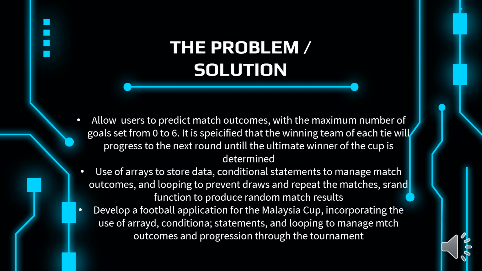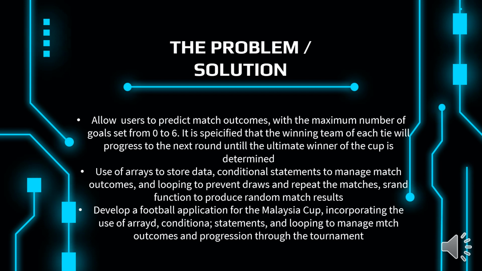In summary, the problem or application at hand is to develop a football prediction application for the Malaysia Cup, incorporating the use of arrays, conditional statements, and looping for the match outcomes and progression through the tournament. The exercise places emphasis on user interaction and suggests the use of strength for random result generation, with the final requirement of presenting the complete work through a video presentation.